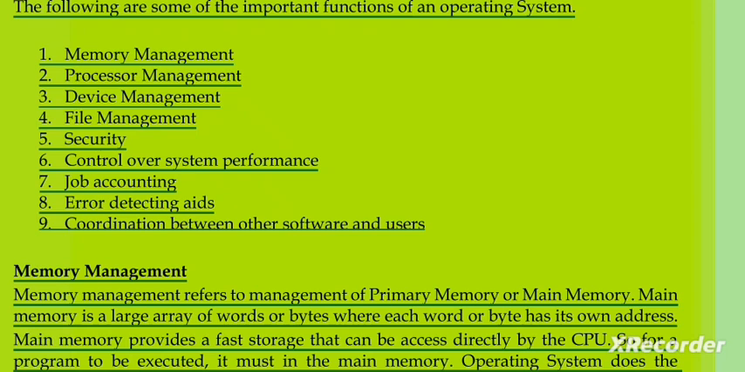What is the importance of the main memory in a computer? The main memory is important because it provides a fast storage that can be accessed directly by the CPU. It can be directly linked to the CPU to produce results. So it is the main memory that we use to execute programs, because it is directly linked to the CPU, or the central processing unit.